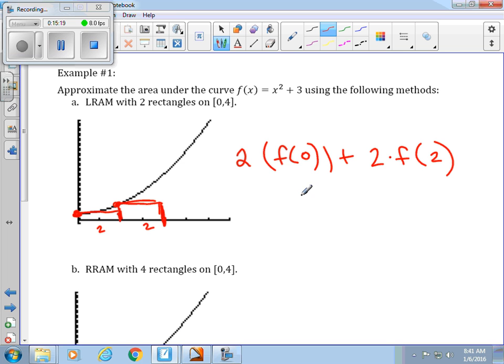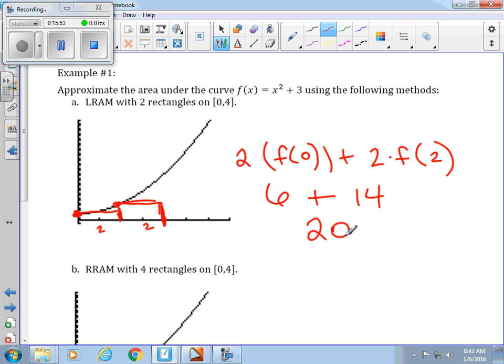2. How would this be different if I used a right-hand rectangle? Instead of 0 and 2, what would be there? F of 2 and f of 4. Good, because I would use the right-hand side of those intervals. So you can see how we could come up with a formula momentarily. Maybe tomorrow. We'll see. F of 0 is 3. F of 2 is 4, 5, 6, 7. 20.